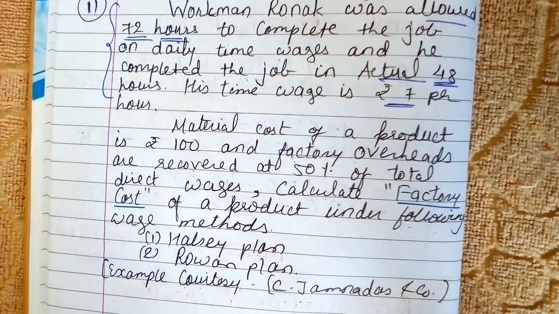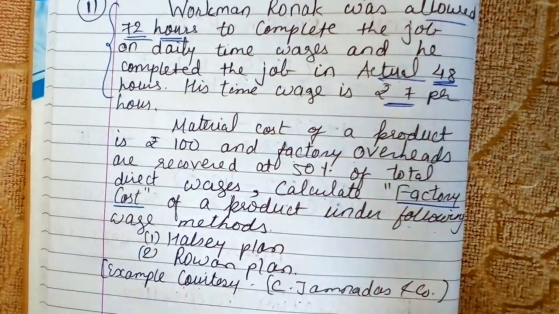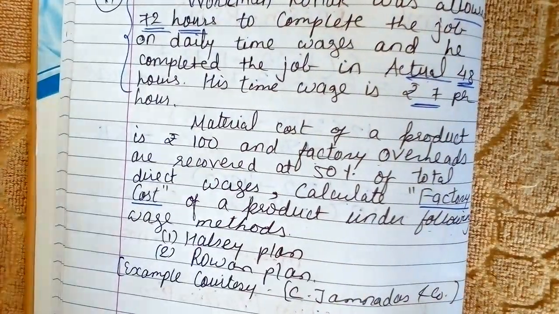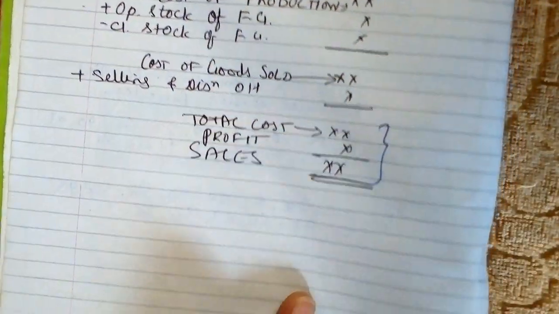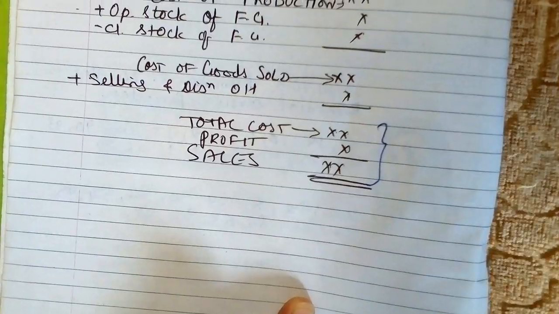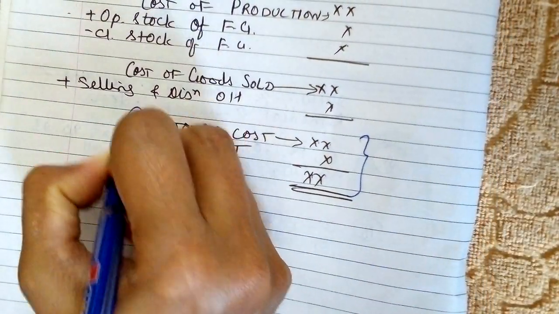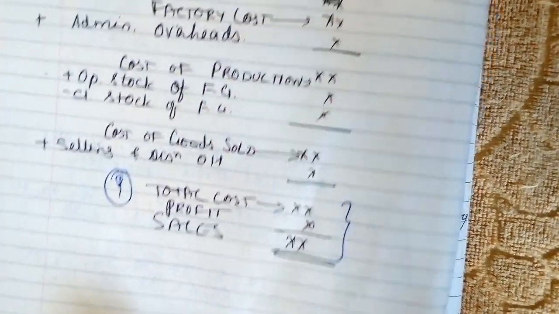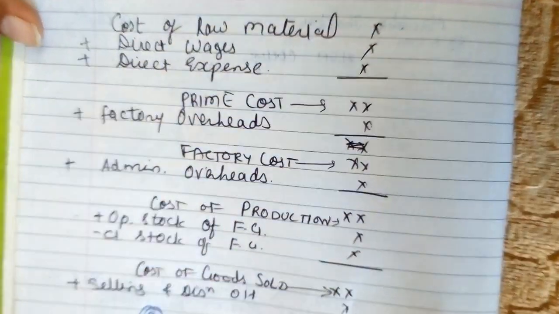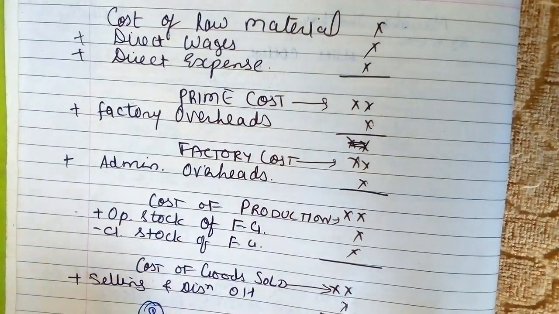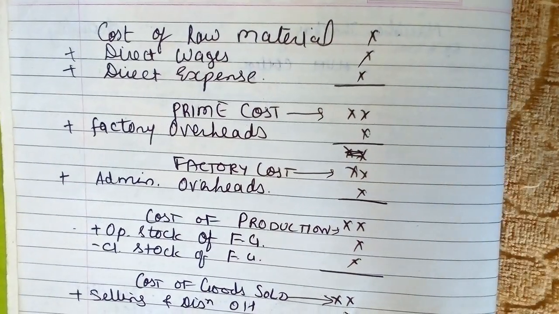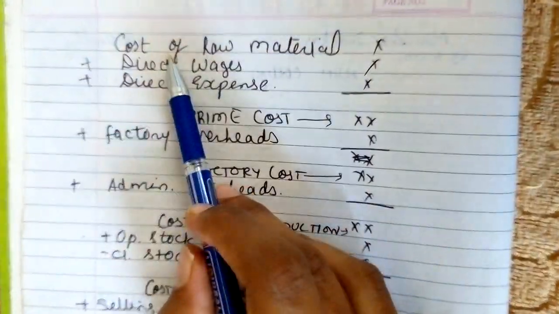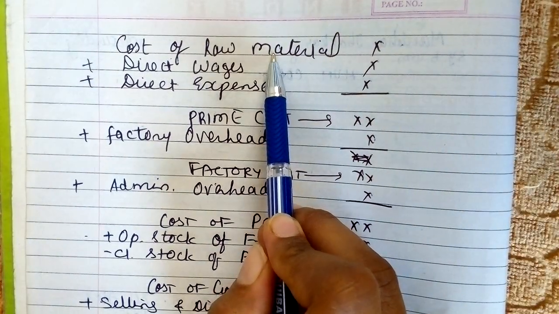So before that, just keep your memory in your flashback. We have understood that total cost plus profit will give you the sales, but what is the total cost made up of? Okay, so I have got the format right now with me. How can we reach the total cost of the product? So firstly we need to consider cost of raw material.